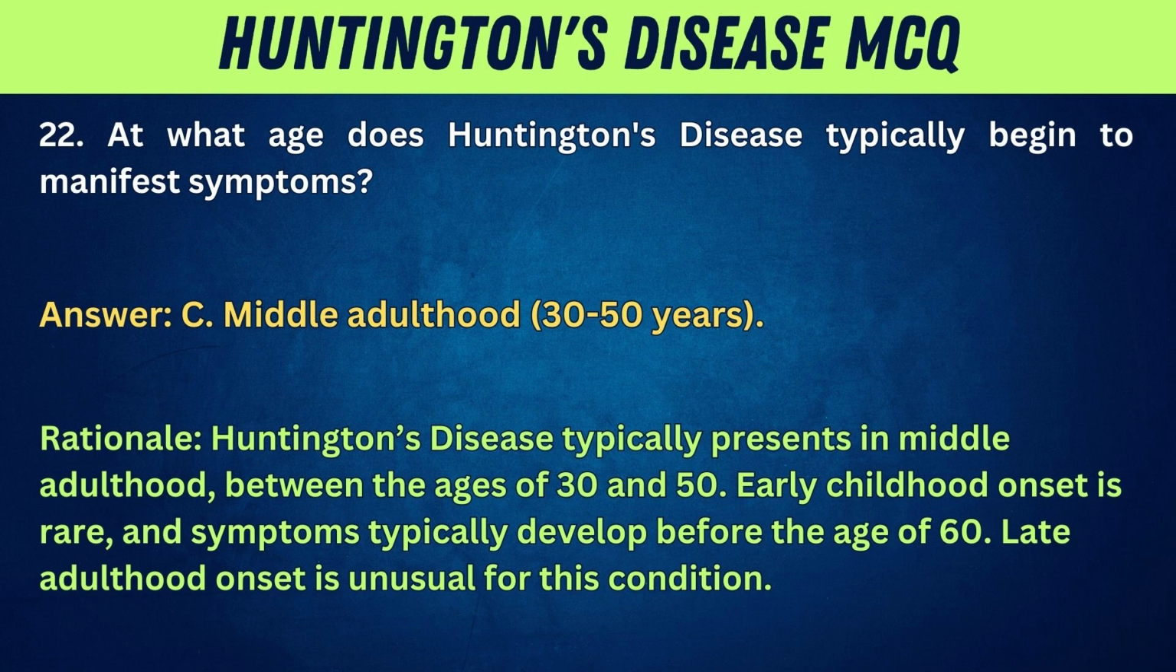Rationale: Huntington's disease typically presents in middle adulthood, between the ages of 30 and 50. Early childhood onset is rare, and symptoms typically develop before the age of 60. Late adulthood onset is unusual for this condition.